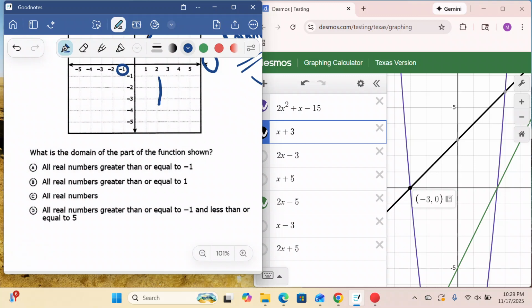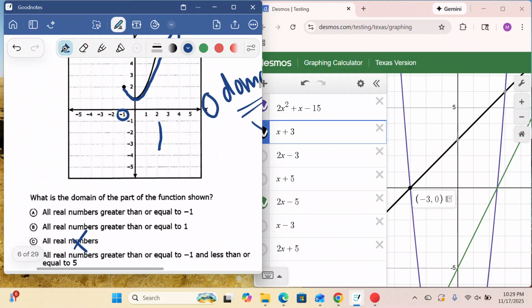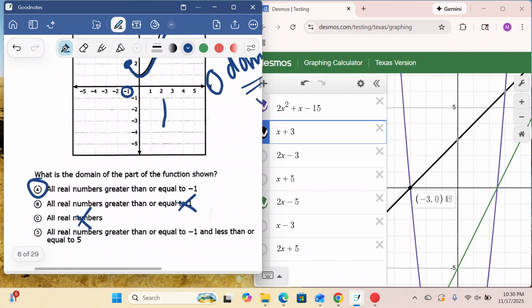If I would say all real numbers, that would be wrong because, again, negative 4 is not part of the domain. Now, all real numbers greater than or equal to 1. What about negative 1? What about 0? That is wrong. All real numbers greater than or equal to negative 1. Remember, this dot means that it's including negative 1, so it's negative 1. And the answer choice is letter A.